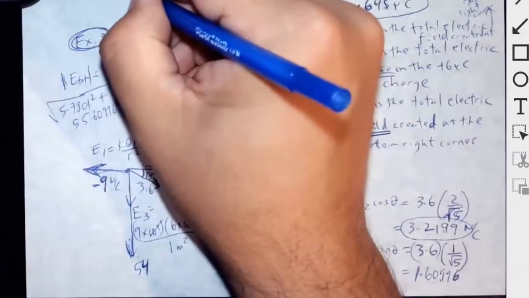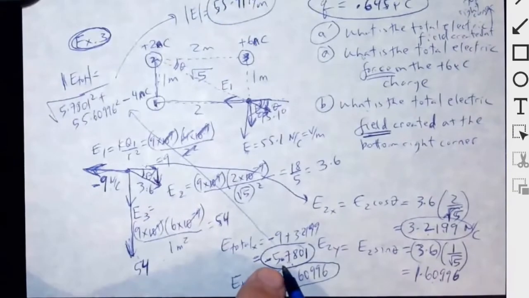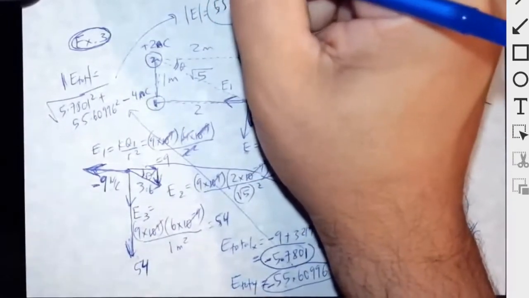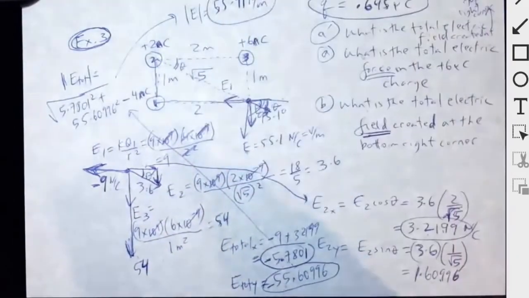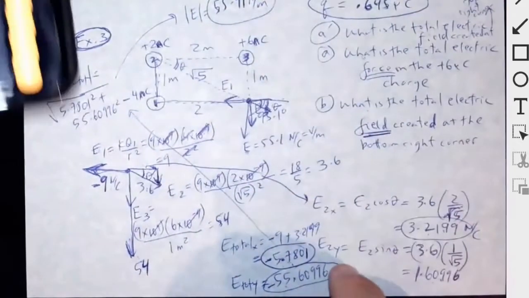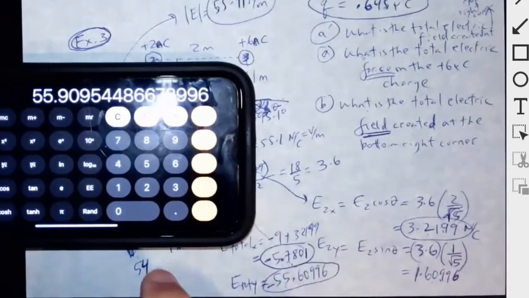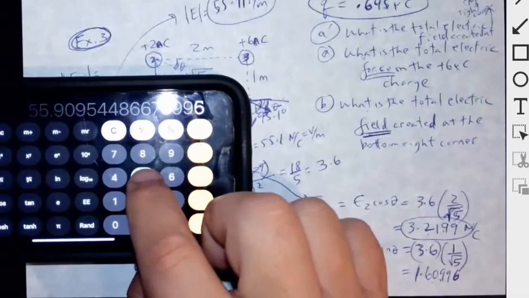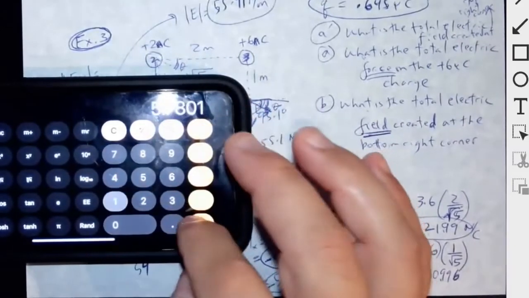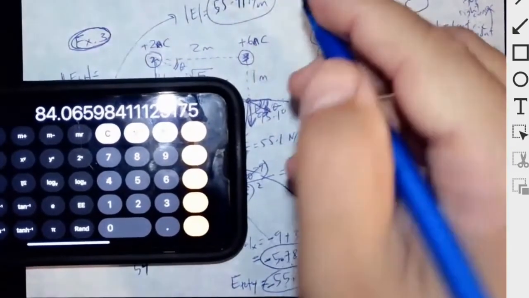So for the angle, we say tangent of alpha is electric field in the Y over electric field in the X. So we take this number divided by this guy, and then take the tan inverse of that. Negative 55.60996 divided by negative 5.7801, and take the tan inverse of that. So 55.60996 divided by 5.7801, tangent inverse, 84 degrees, right? But that's giving us in the first quadrant.